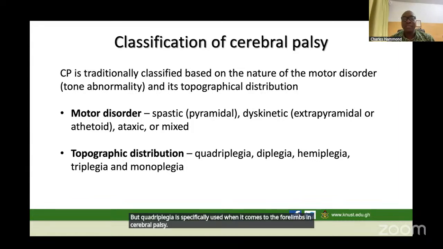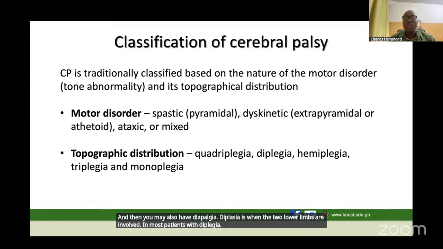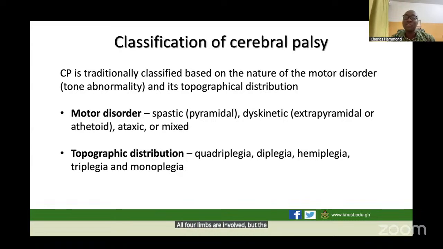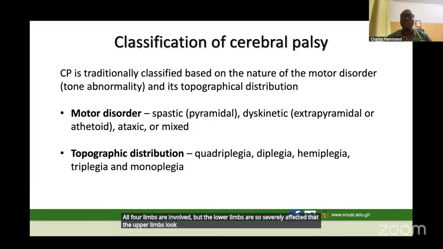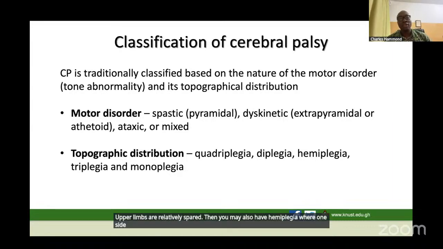And then you may also have diplegia. Diplegia is when the 2 lower limbs are involved. In most patients with diplegia, all 4 limbs are involved, but the lower limbs are so severely affected that the upper limbs look relatively spared. So we often say it's the lower limbs that are involved, but actually all 4 limbs are involved, except that the upper limbs are relatively spared. Then you may also have hemiplegia, where one side is involved, and some very rare forms include triplegia and monoplegia.